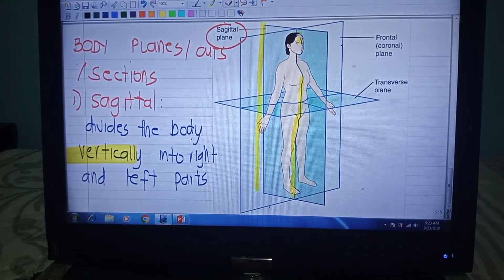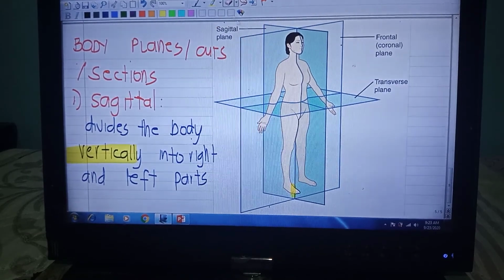Buburahin ko lang ha. Wait lang class. Saglit lang. Huwag ka masyadong excited.